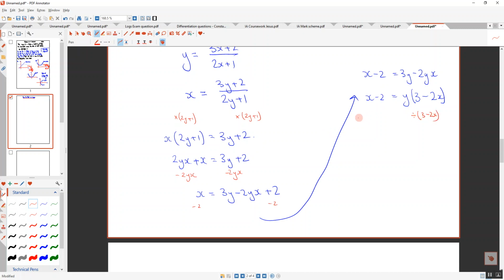Isn't that just wonderful? Magical. And then our final step to get our last mark. f inverse of x is equal to.